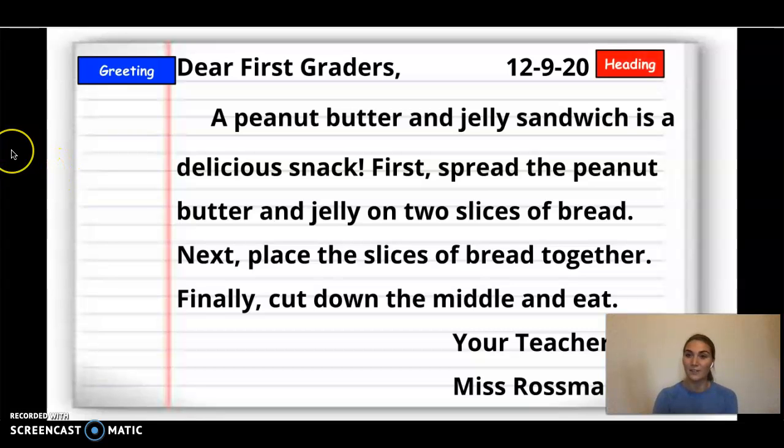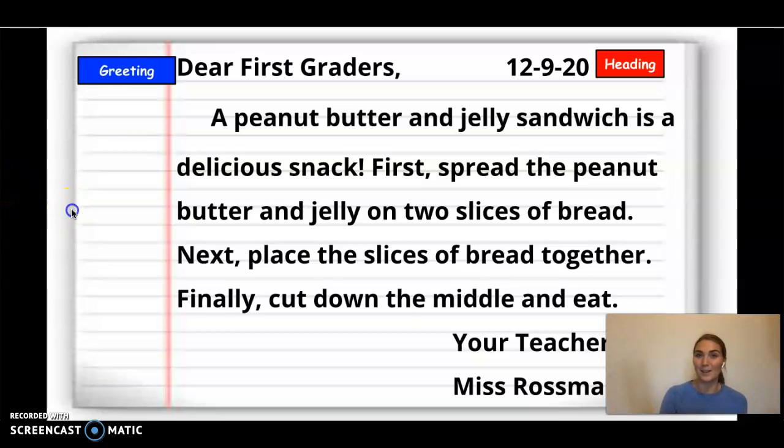Another part of the letter is the heading. In the heading, you are going to put the date. Today is December 9th, 2020. So I have put the date in the top.